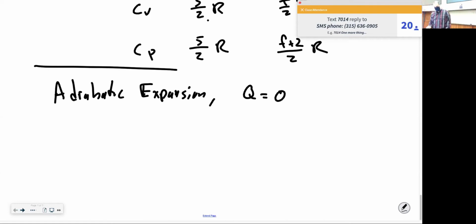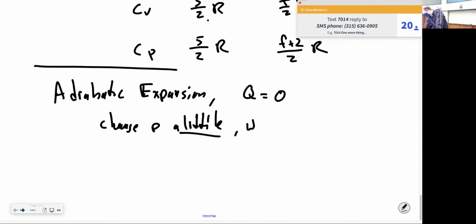What can we say? The other ones were pretty simple. We were able to write down almost immediately what the implications were for various things. Adiabatic is going to take us a little more work to get there, but it's no less important. Let's go ahead and do the work. So let's change the pressure a little. What happens to T and V?